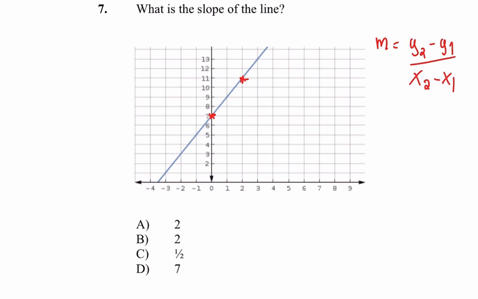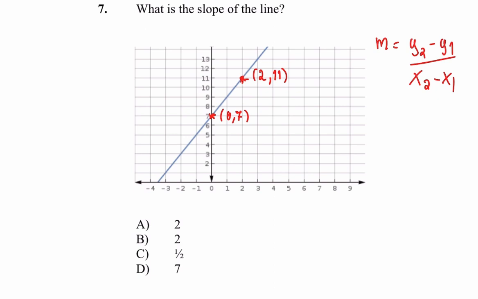Please find the coordinate pairs that you can read. For example, this one, you don't know what it is, so sometimes we cannot use an estimated value. We need to find the exact values that we can read from the graph. So this one is (0, 7), right? Because the y-intercept is 7. And this one is when x equals 2 and y equals 11.